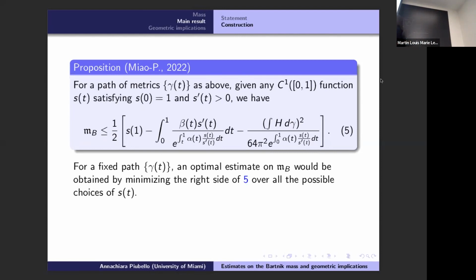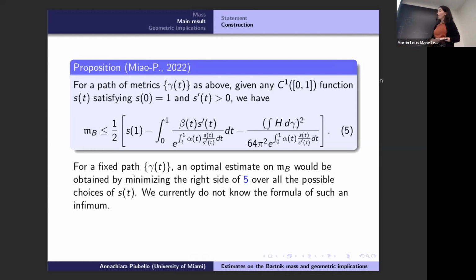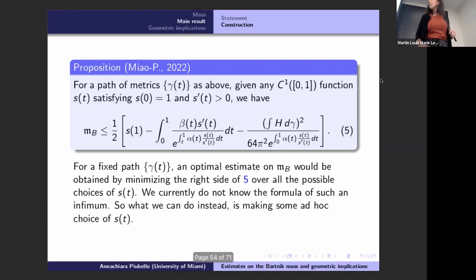However, minimizing over all possible choices of s of t is actually a very tricky question. We have spent a lot of time trying to just minimize the right-hand side, but we weren't really able to do it. So we do not know how to find an infimum. So instead of doing that, what we can do is just find a good choice of s of t and see what happens then. And this is what we did.